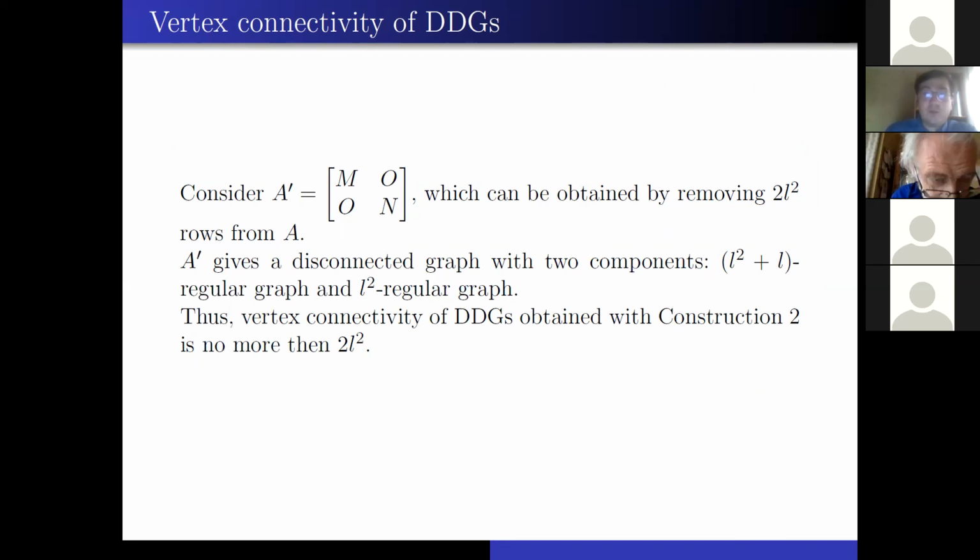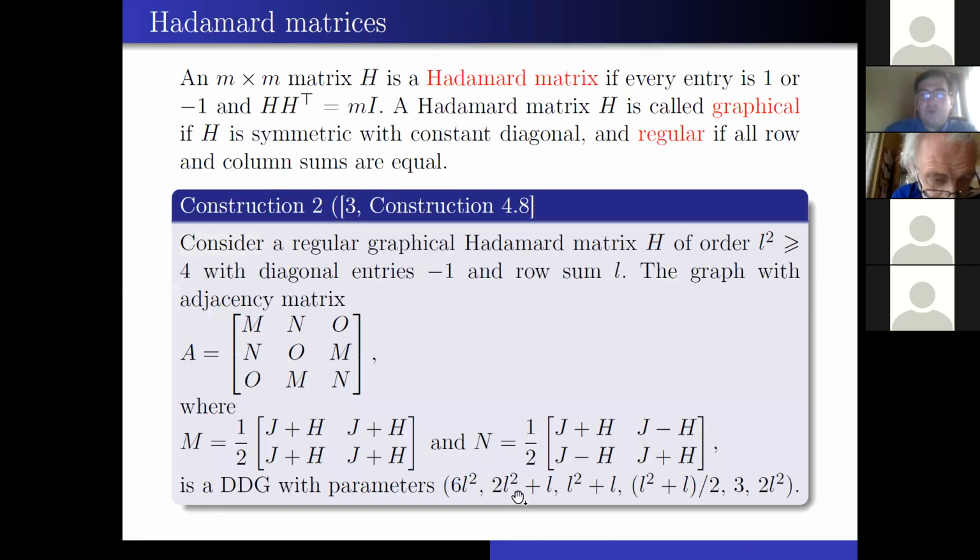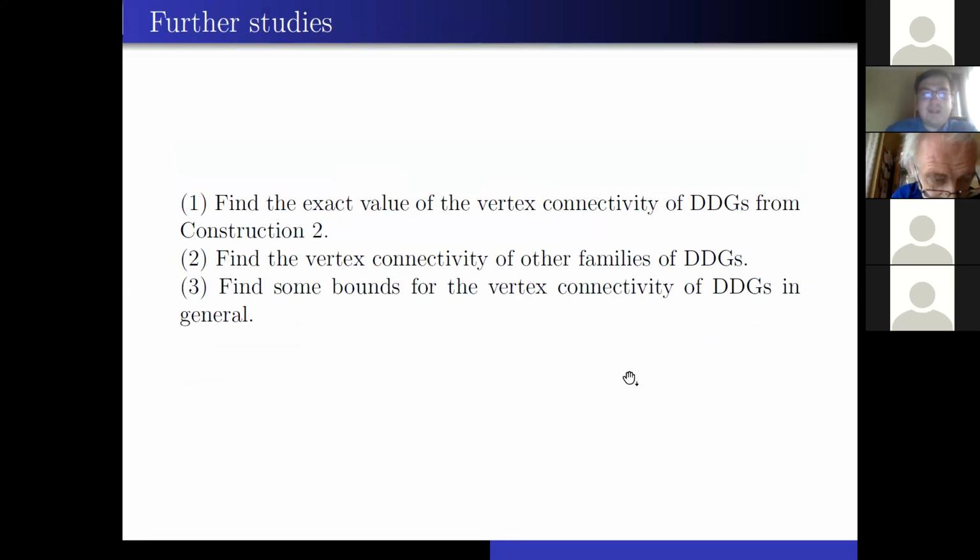So actually, what this means is that we have a DDG with vertex connectivity which can differ from regularity by any value we want. Because regularity is 2L squared plus L, the vertex connectivity can differ from this by the value L if we go for a bigger number of vertices. So it's an interesting case.